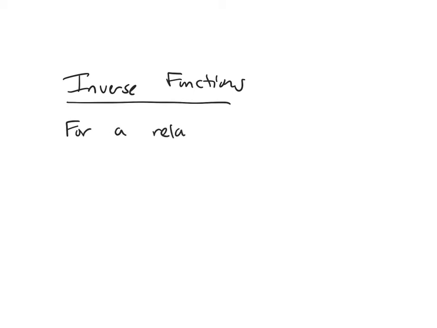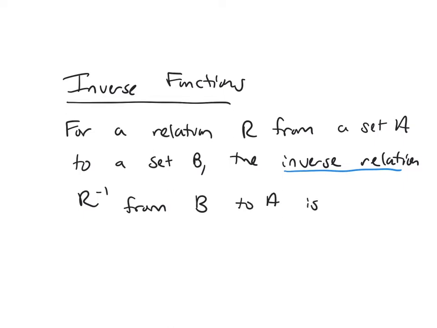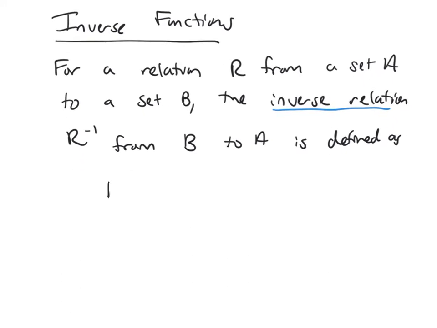For a relation R from a set A to a set B, the inverse relation, and the way we denote it is R inverse, is from B to A, is defined as: R inverse is the collection of (b, a) where (a, b) is in R. So you're essentially flipping your ordered pairs.